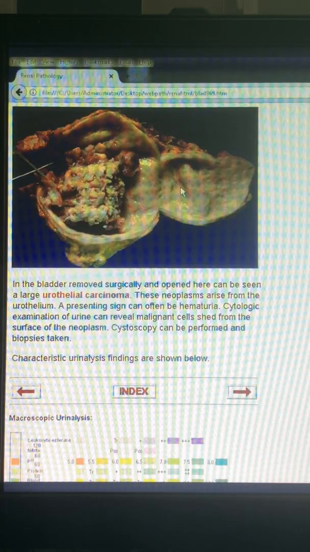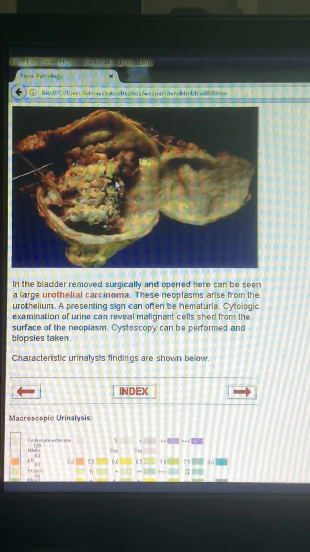Urothelial carcinoma. The patient will be presenting to you with what? Hematuria. Most classical presentation is by hematuria. Then, after cytological examination of the urine, there could be a shedding of the malignant cells from the surface into the urine. Then after cytological examination, you will see these malignant cells. But for a definite diagnosis, you have to take a biopsy through cystoscopy to make the diagnosis of urothelial carcinoma.